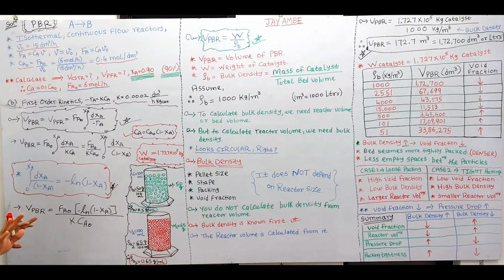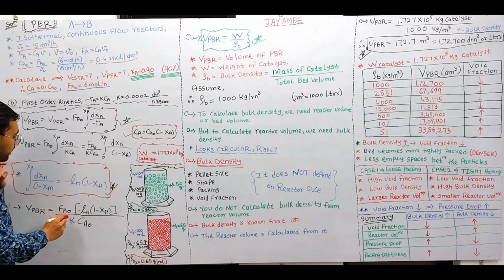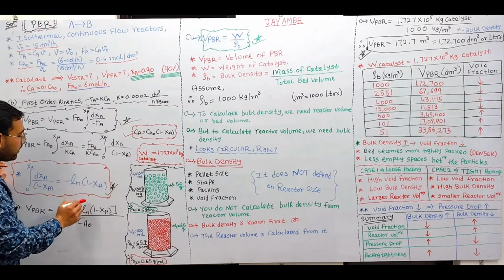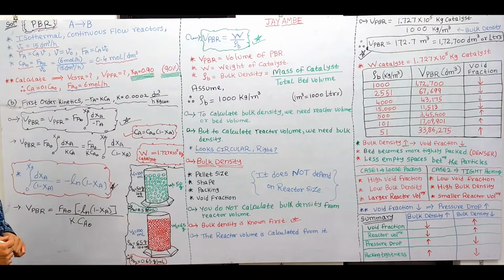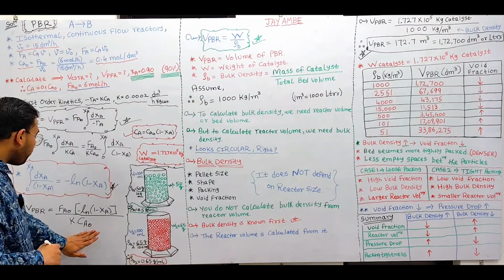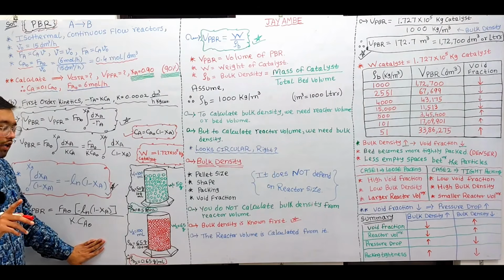So finally we will get the volume of the packed bed reactor is equal to FA0 into minus ln of 1 minus XA, divided by k CA0, right? So finally here we have obtained the volume of the packed bed reactor is equal to FA0 into minus ln(1 minus XA) divided by k CA0, right? I hope up to here you have understood, right?